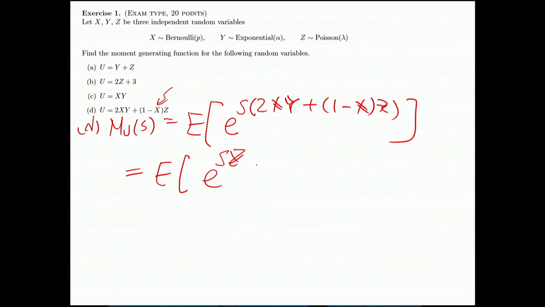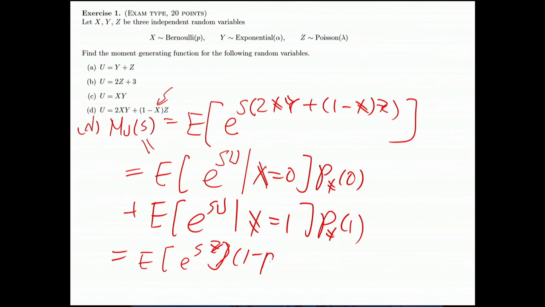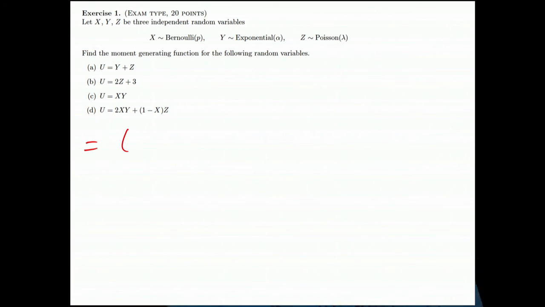So that is e to the s times U, given X equals 0, times the probability of X equals 0, and X equals 1, times the probability of 1. Now if I take 0 inside, the first term will be the expectation of exponential sZ times 1 minus p, plus the second term, s times 2Y only, times p. Then you can find the formula: 1 minus p times exponential of lambda times (e to the s minus 1), plus p times alpha divided by alpha minus 2s.